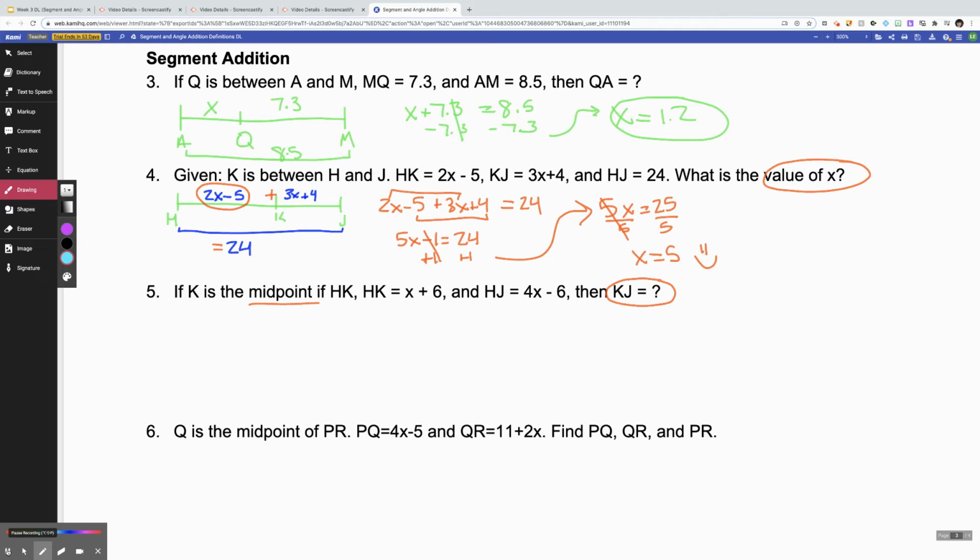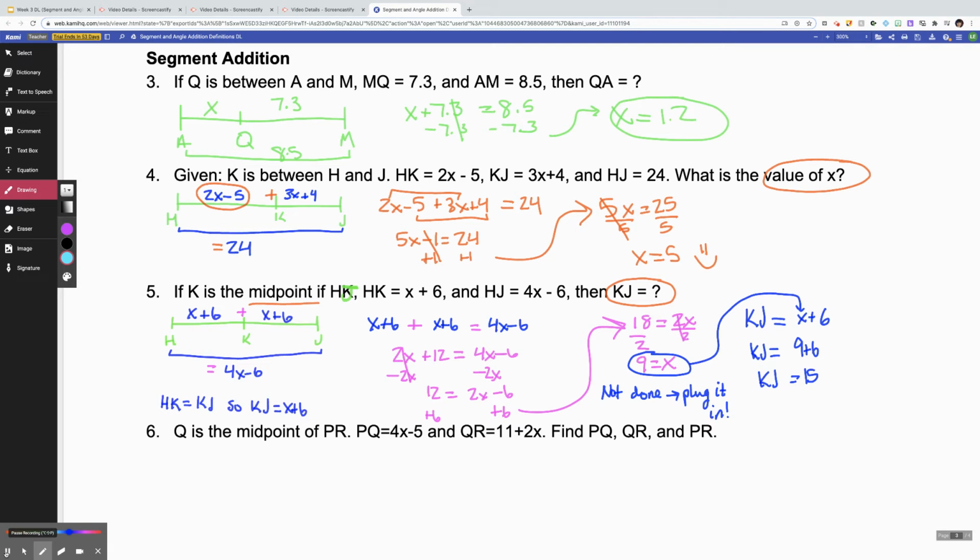One more thing, y'all. Sorry, I forgot to point out, this is a typo. So K is the midpoint of HJ. Apologies. K is the midpoint of HJ. It's wrong on my copy, but it might be right on your copy. Sorry about that, y'all. All right, so give this problem a try, and then I'll see you back here in a second for you to check your answer.